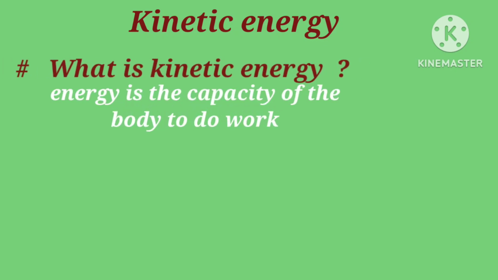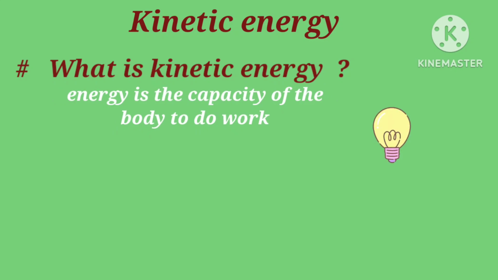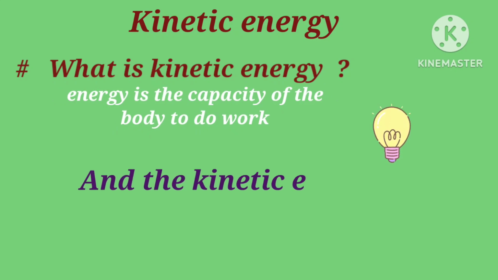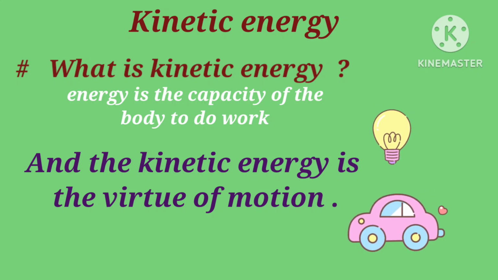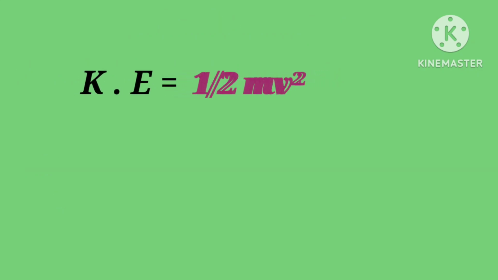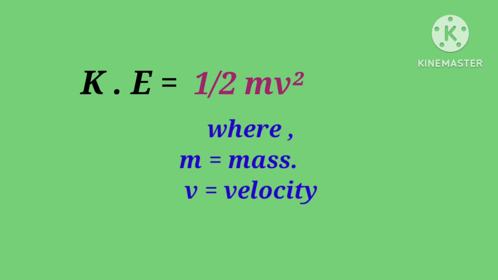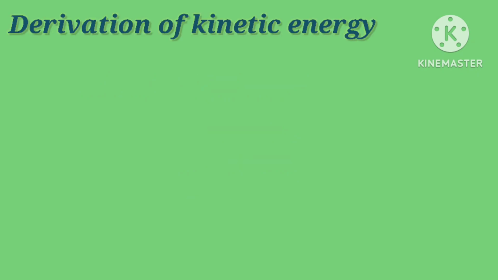We know that energy is the capacity of a body to do work, and kinetic energy can be defined as the energy of a body due to its motion. Also, the formula for kinetic energy is half mv square, where m is the mass and v is the velocity of that object. Let us take a look at the derivation of kinetic energy.